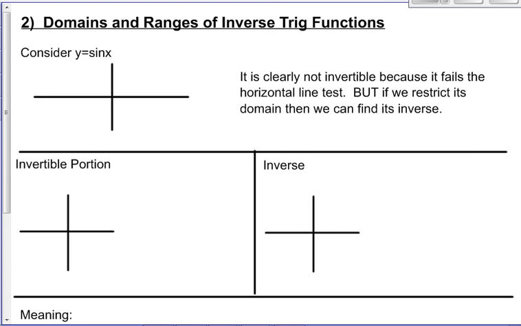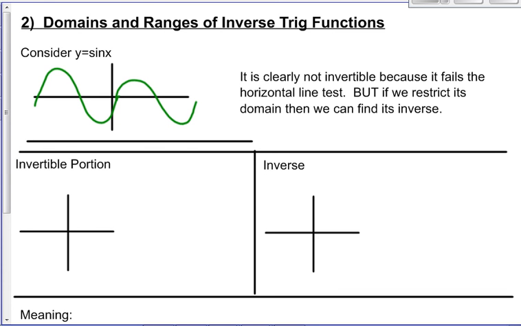Okay, so if we consider y equals sine x, which looks like this, roughly. That's not a great picture of it, but even from that rough sketch, you can tell that it is not invertible because it does not pass the horizontal line test. If I draw a horizontal line here and I try and run it through, look, it touches in two places at once. That's no good.